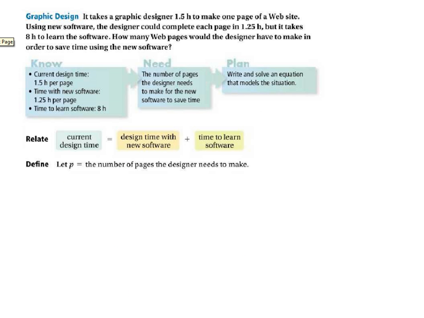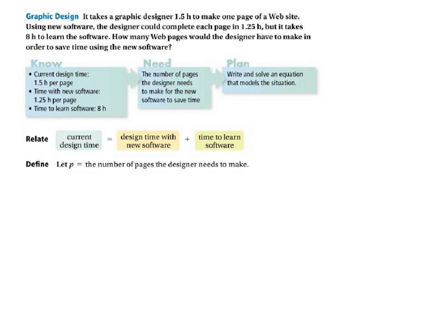All right, now we have a story problem. It takes a graphic designer 1.5 hours to make one page of a website. Using new software, the designer could complete each page in 1.25 hours. But it takes 8 hours to learn the software. How many web pages would the designer have to make in order to save time using the new software?